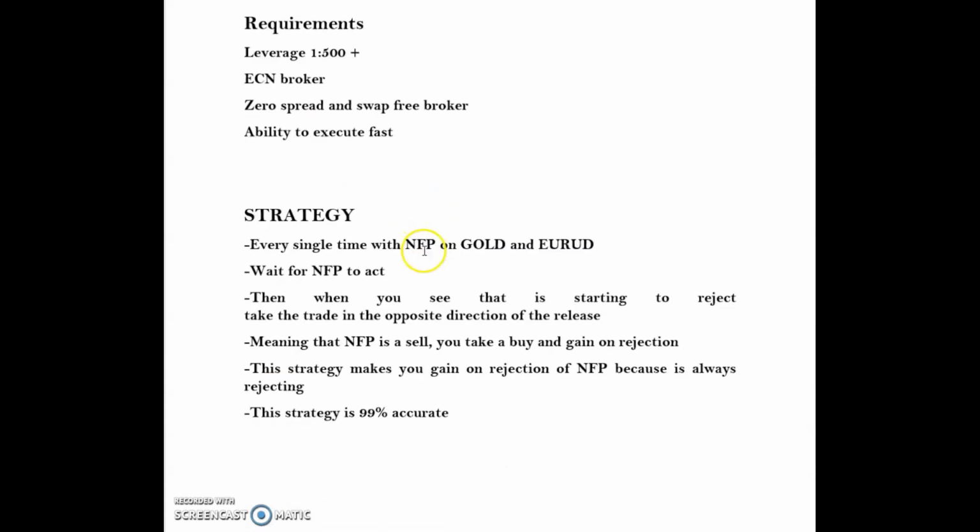It requires you to open a broker with a leverage of 1:500 and above. So anything 500 and above is good. That basically means $1 in your account represents $500, right? It has to be an ECN broker. If you don't know what an ECN broker is, just Google about it. So simple. Zero spread, zero swap fee broker.